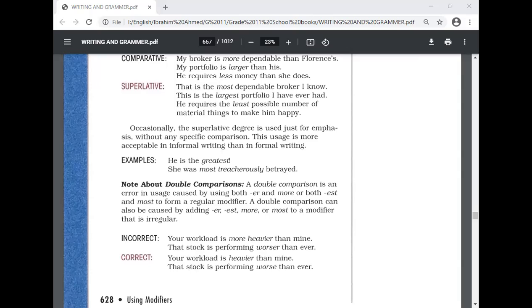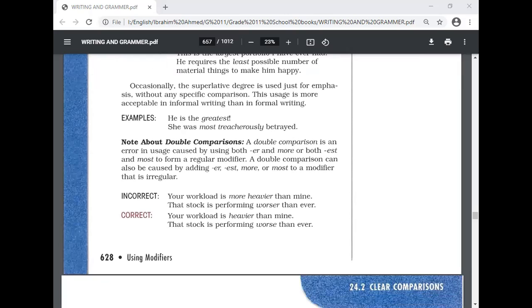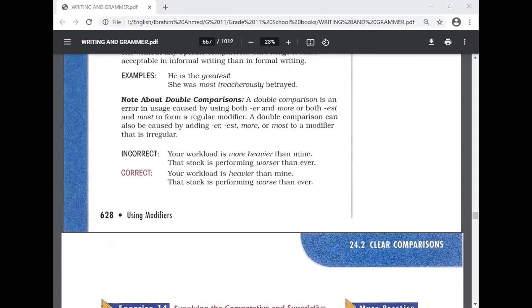Occasionally, rarely, the superlative degree is used just for emphasis without any specific comparison. This usage is more acceptable in informal writing than in formal writing. Look at the example. He is the greatest. He is the greatest. Okay. She was most treacherously betrayed.